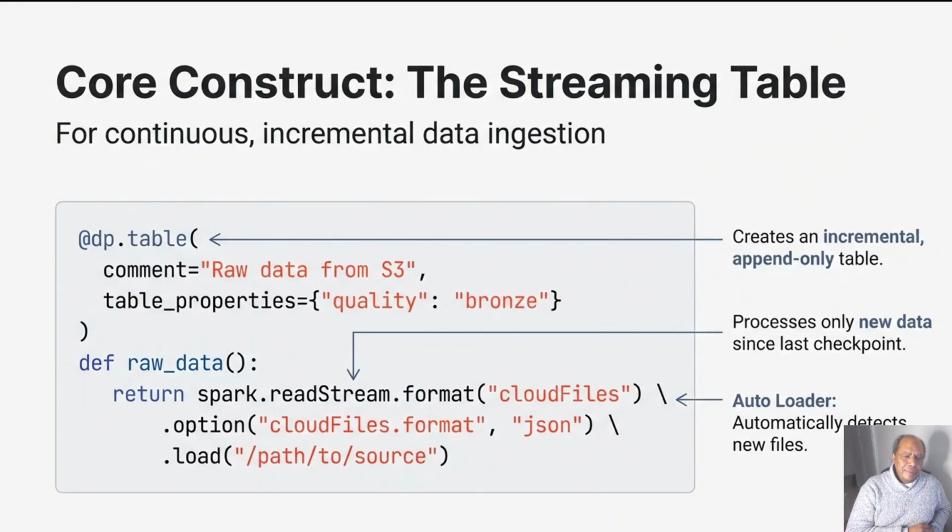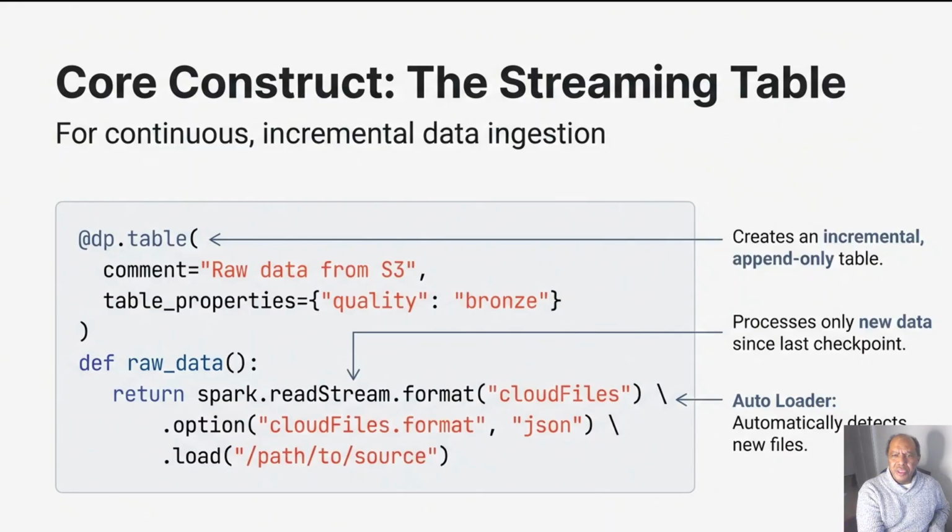Now inside we define the function called raw_data. The raw data function returns a Spark read stream. The key feature here is the cloudFiles format with the JSON option and the path to our sources. So this autoloader functionality is incredibly powerful.